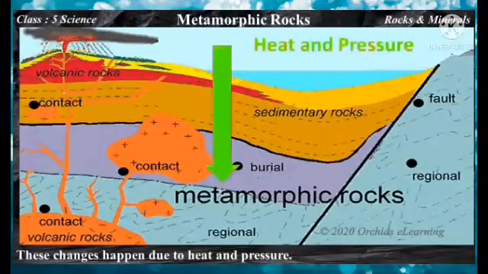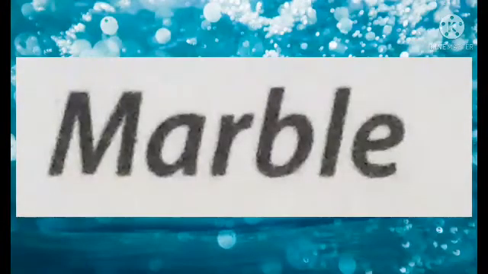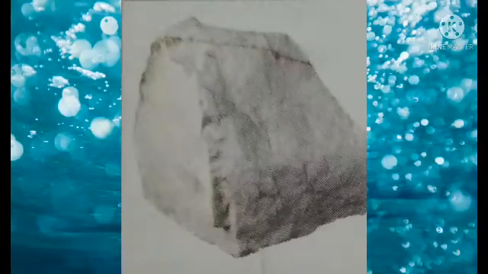The examples of metamorphic rocks are: let us study about the different kinds of metamorphic rocks. First, marble. It is formed from the sedimentary rock limestone.